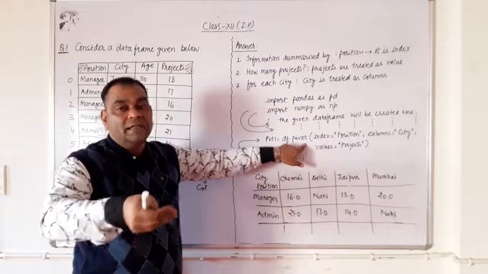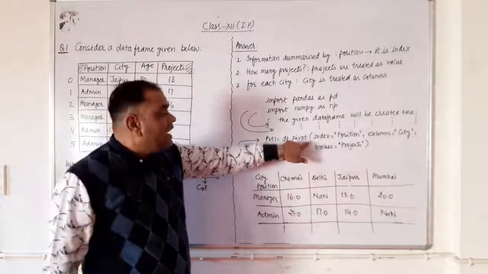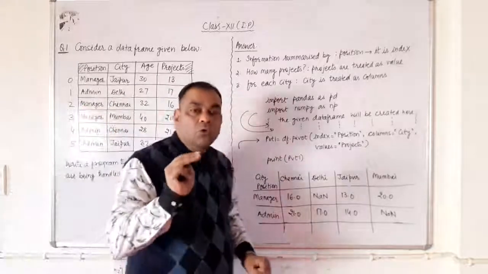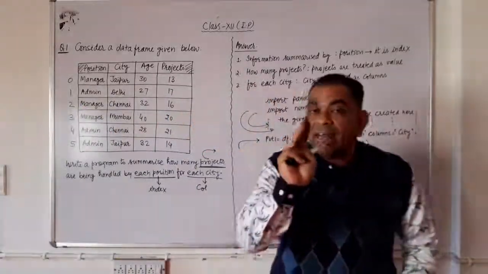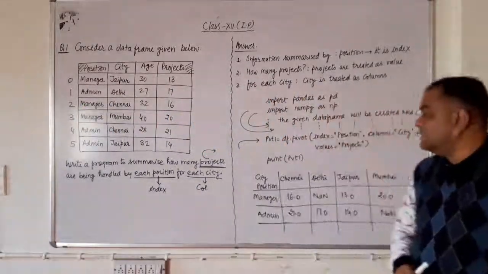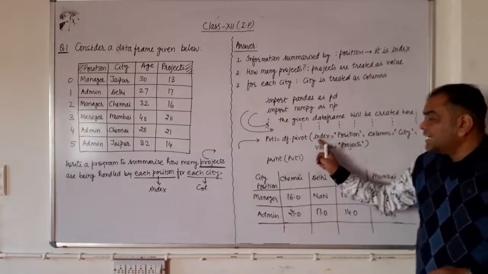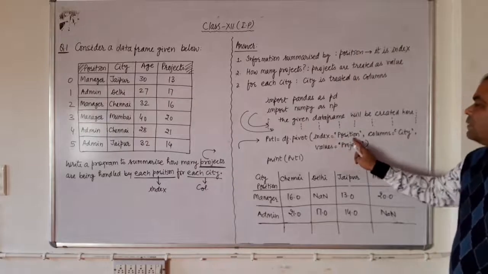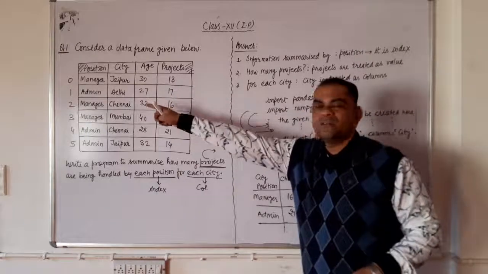You have to write this pivot in small case only, and then inside the bracket we have to give 3 different types of attributes in this pivot function. Very first, index. So what is the index here? Index means position. So index equals position. Position is the first column name.